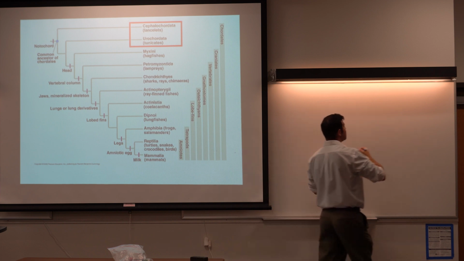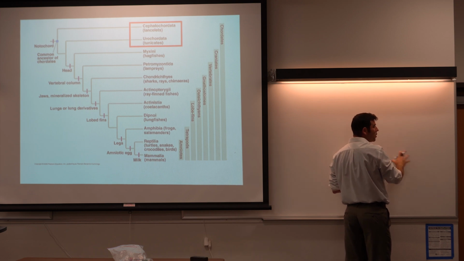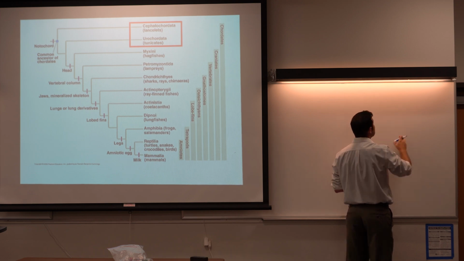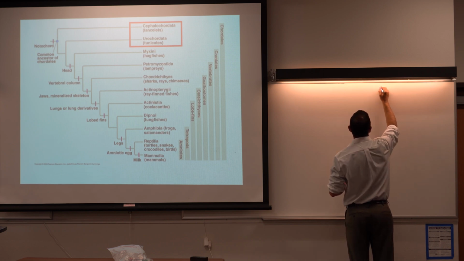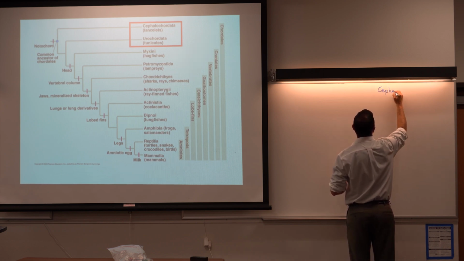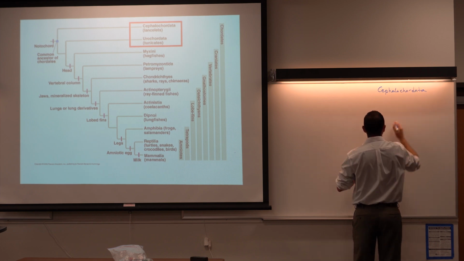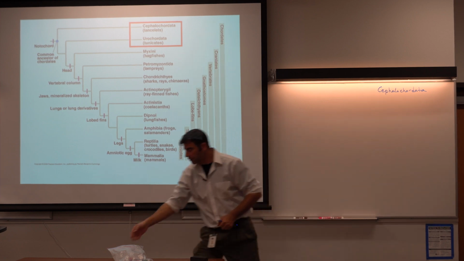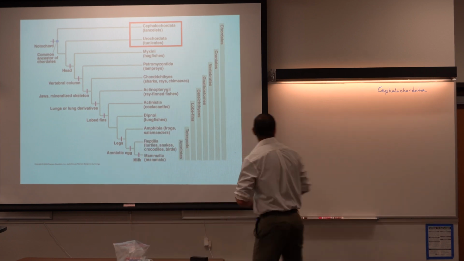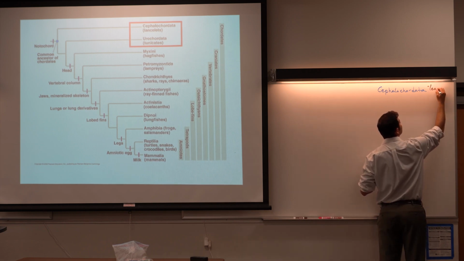Maybe an easy way of doing this is just by listing the subphyla or the class names and then kind of drawing the brackets that show their relationships. So Cephalochordata is going to be where we start at the top. The Cephalochordata, this is going to include a group of organisms that we're going to call the lancelets. So I'll give an example as a lancelet.